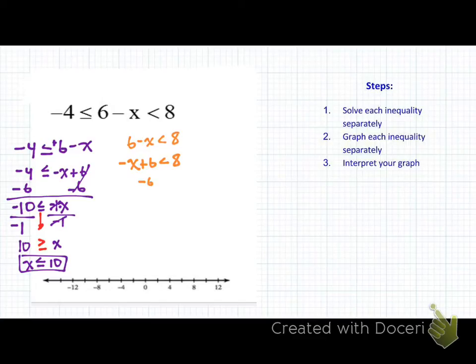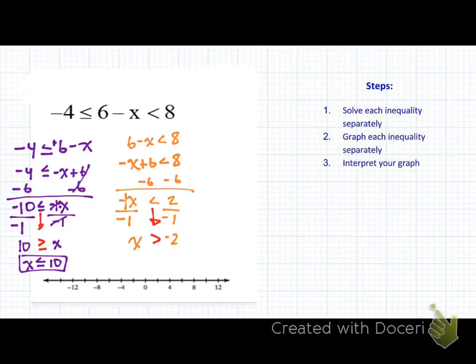We're going to subtract 6 on both sides first. So we got negative x is less than 2. This is like saying negative 1x, so we're going to divide both sides by a negative 1. So x is going to be greater. You see that? We have to make this greater because we are using this negative to divide on both sides. So it's greater than negative 2.